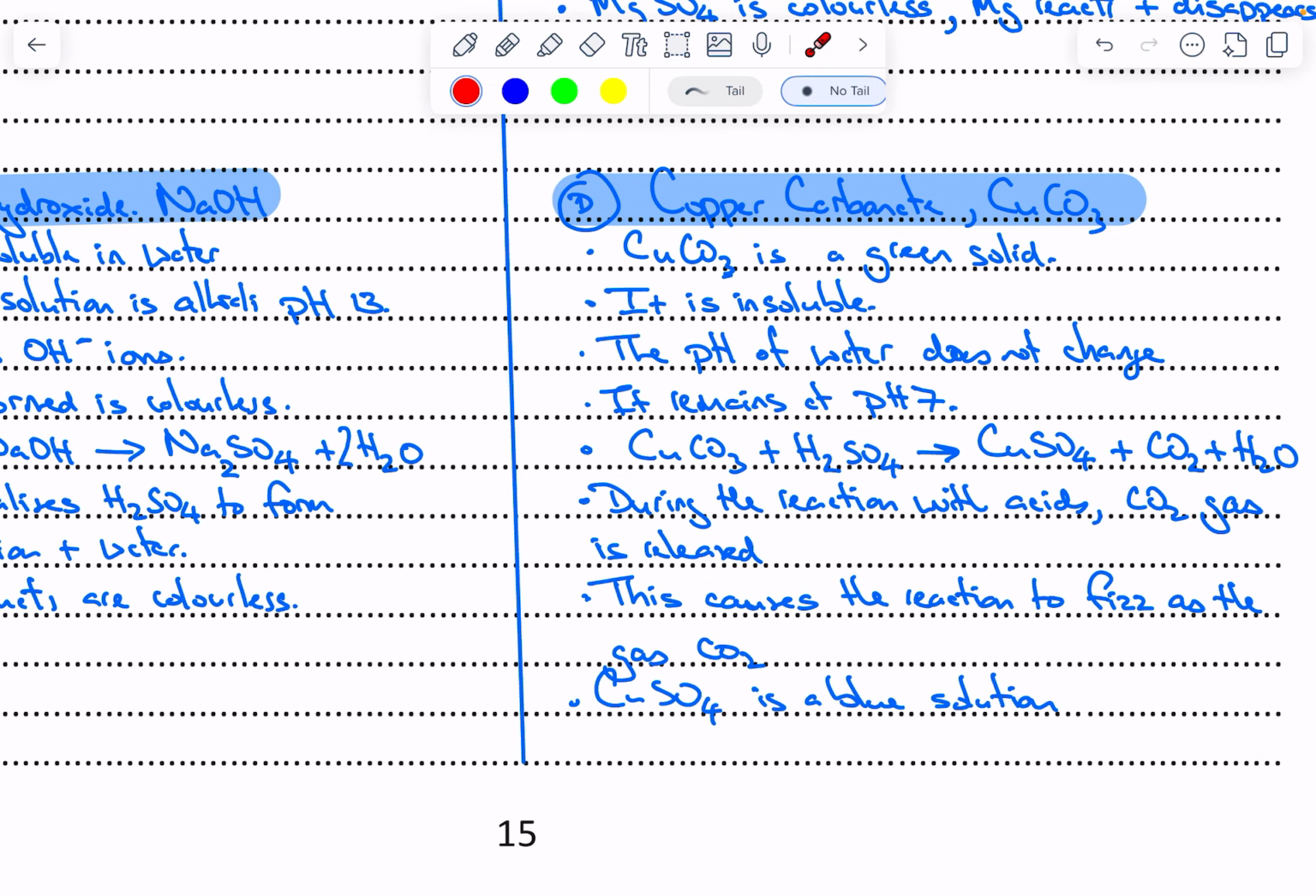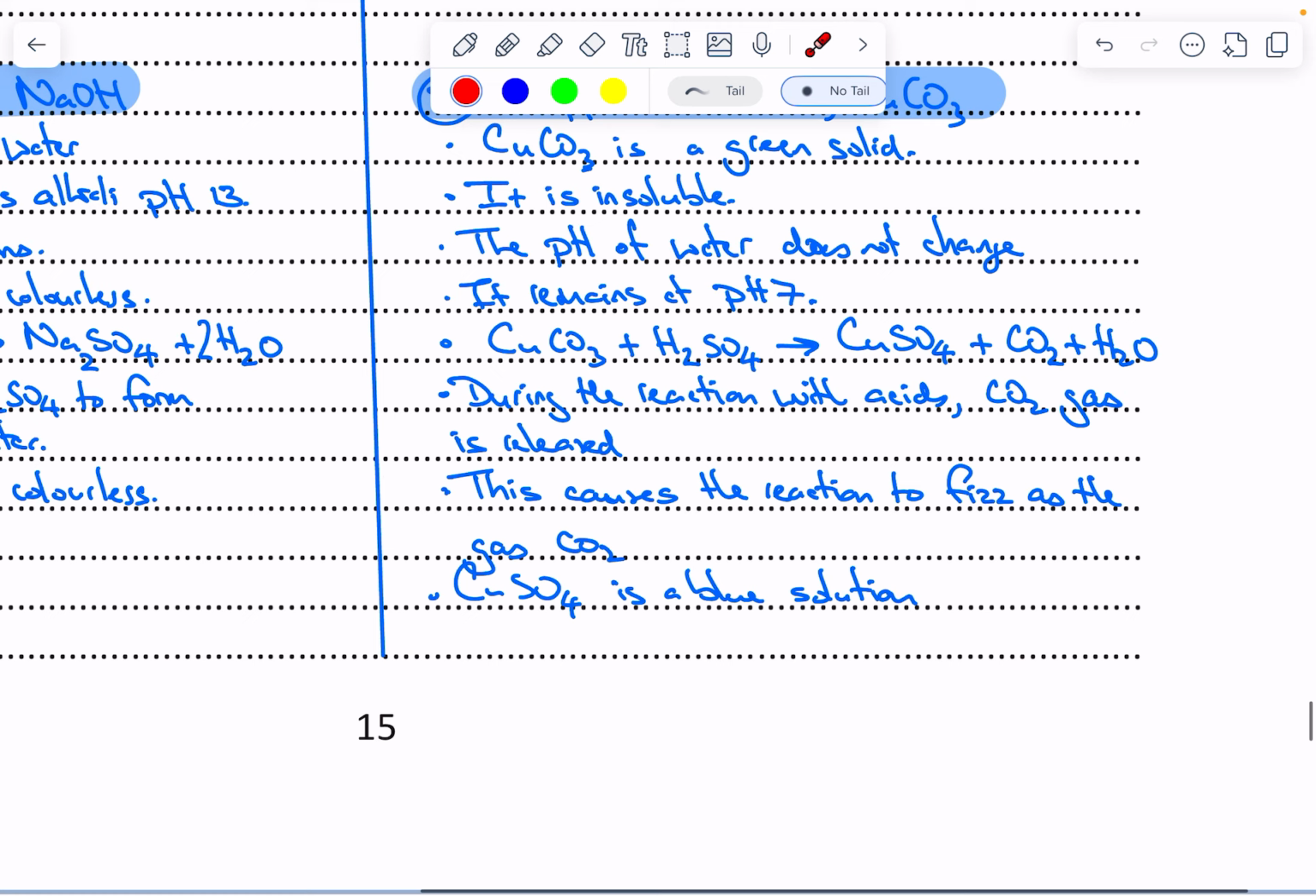Copper carbonate. Copper carbonate is a green color. It's insoluble as well, so the pH doesn't change, it remains at pH 7. I'm going to show the reaction here for copper carbonate with sulfuric acid. So you get your salt, copper sulfate, you get your gas, your carbon dioxide, and also you get water. So you get 3 products this time for this neutralization reaction because that's a carbonate. During the reaction, CO2 is released, so that's the fizzing, the effervescence that they say. This causes the reaction to fizz.